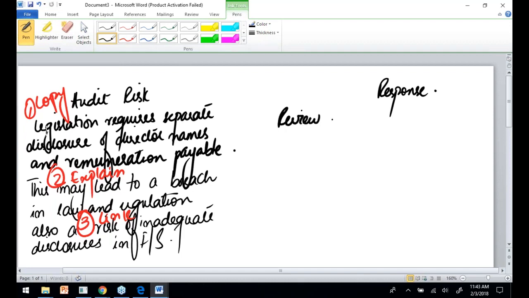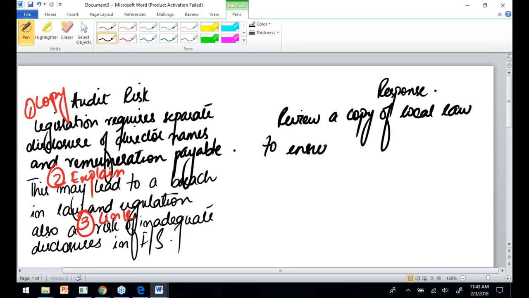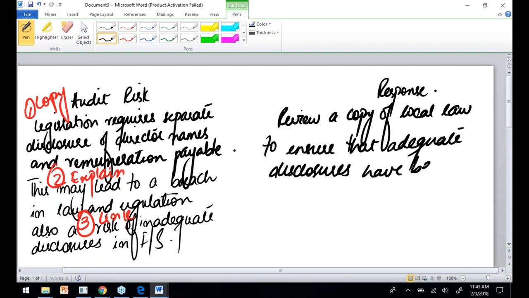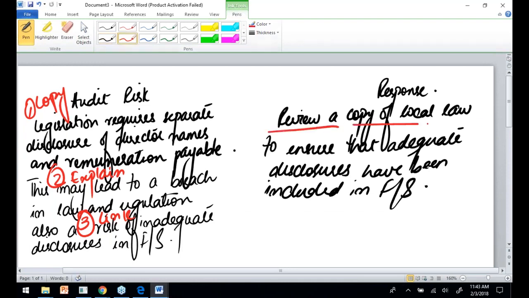Review a copy of local law to ensure that adequate disclosures have been included in financial statements. Again, verb, what, why.